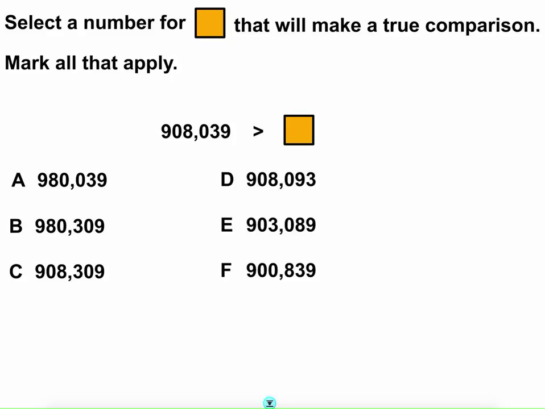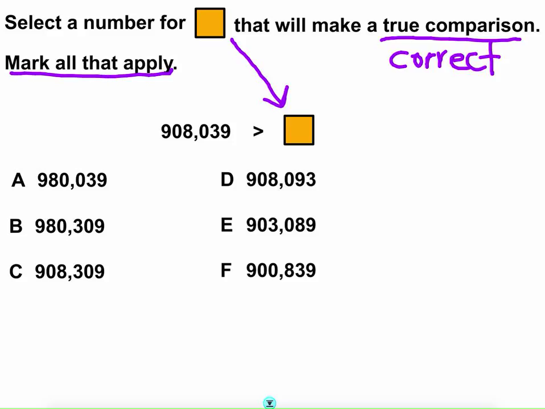Okay, so hopefully you have chosen your answers to the question, and I will read it for you. Select a number for the box that will make a true comparison. Mark all that apply. So we're selecting a number that will go in the box. So this is the box they're referring to, all right? And it has to make it true. True comparison means correct, okay? So our answers have to be correct. And mark all that apply means there can be more than one answer, okay?